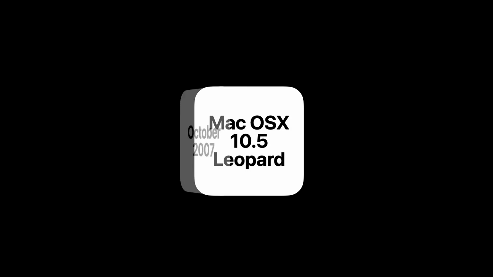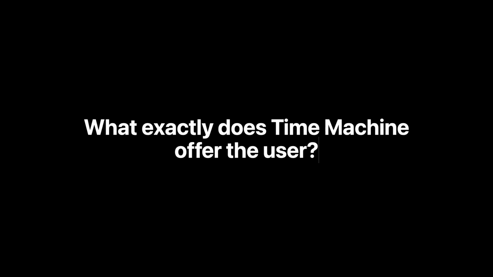Time Machine was first introduced in macOS X 10.5 Leopard in October of 2007. Since its initial release, Apple has made many updates and improvements until its current form in macOS Monterey. What exactly does Time Machine offer the user?